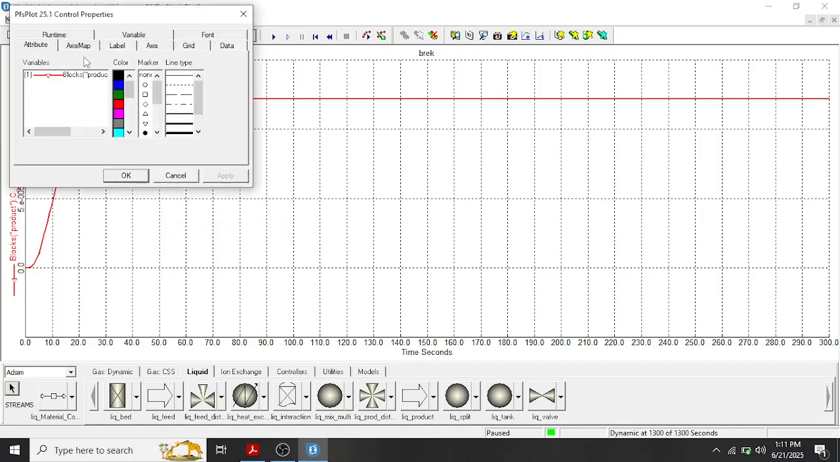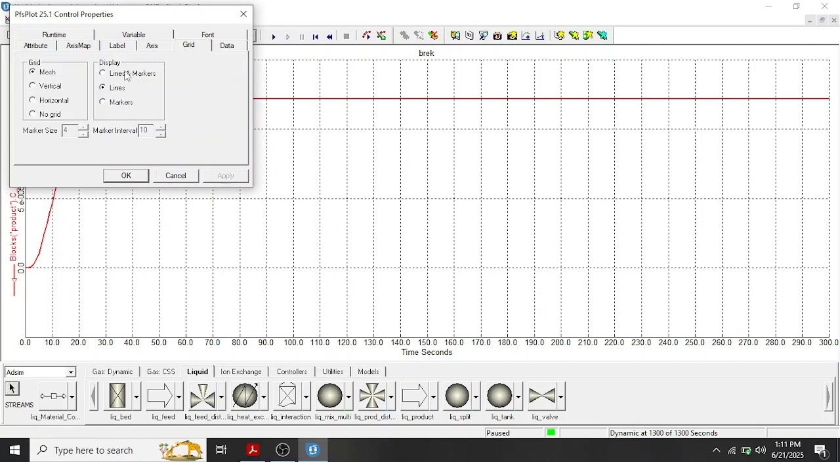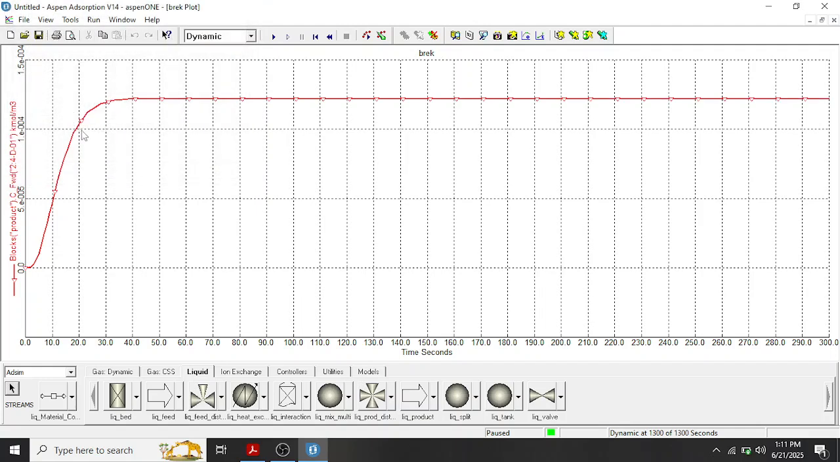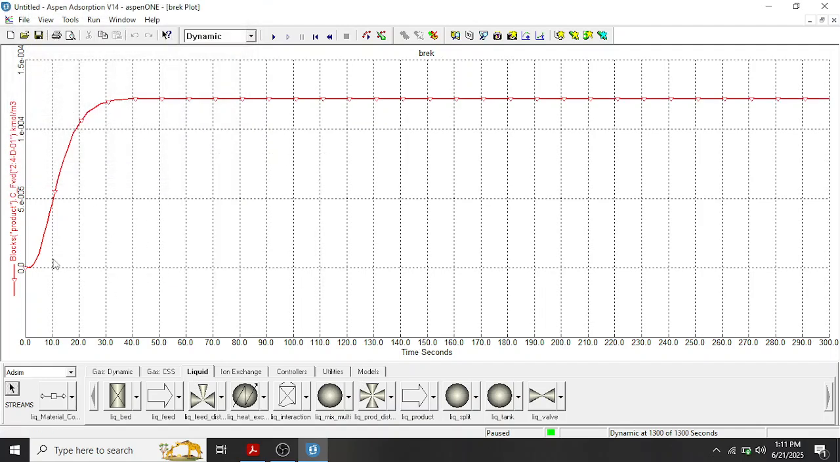Similarly, you can do this. You can go to the x-axis label, x-axis grid, and the line and marker. Suppose line and marker, click on OK. So here you can see this is line and marker. So you can play with these plots.